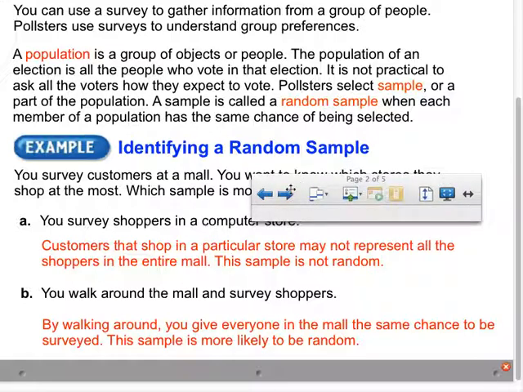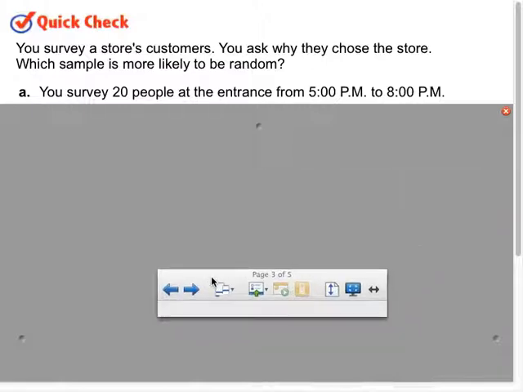All right. Now, let's try this again. You survey a store's customers. You ask why they choose the store. Which sample is more likely to be random? First scenario, you survey 20 people at the entrance from 5 p.m. to 8 p.m. Random, not as random.